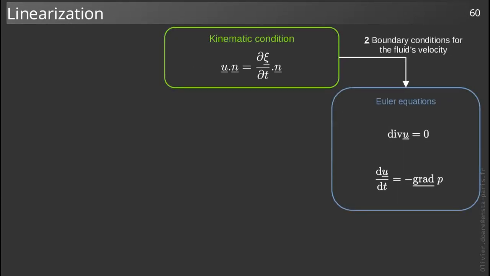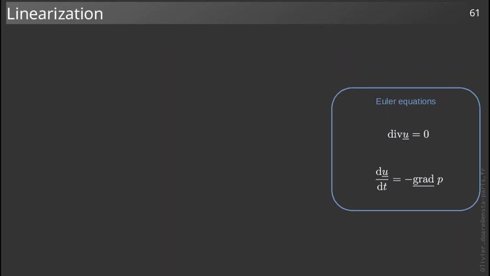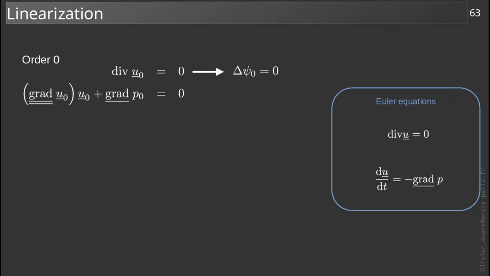Now that the kinematic condition has been linearized, we have to do the same work for the Euler equation. Let us write them first at order 0. We can replace u naught by gradient psi naught in the first line. We then show that psi naught satisfies the Laplace equation. By introducing psi naught in the second line, we can easily obtain this relationship between the potential and the pressure.